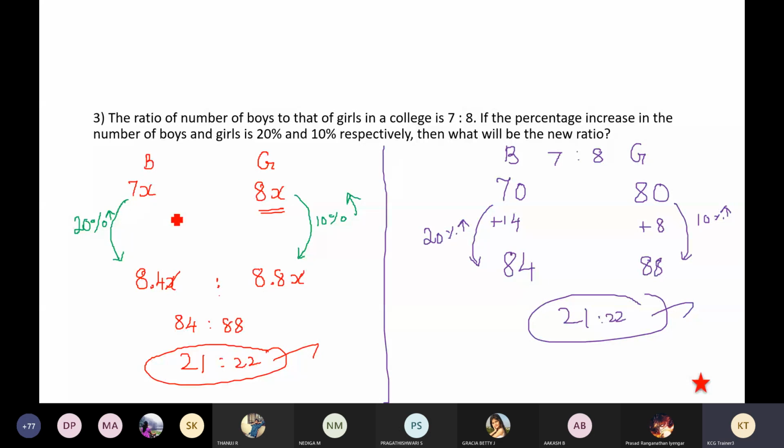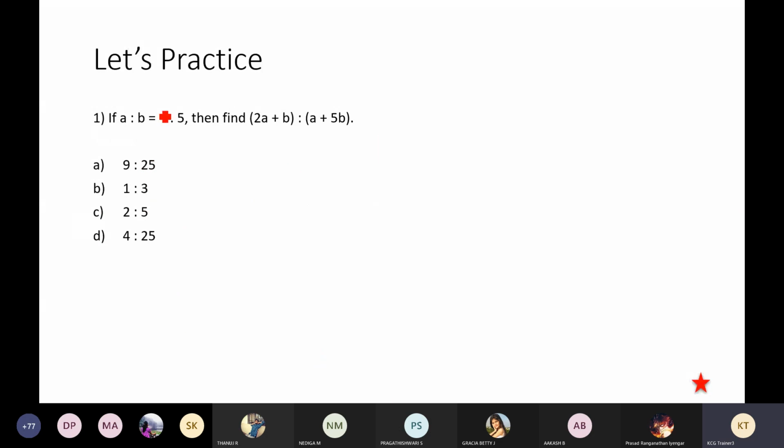Here's our next question. Now, the question says, if A is to B is equal to 2 is to 5, then 2A plus B is to A plus 5B is what? Okay, you guys can actually solve this question. Let's see how many of you guys can get this right. I'll give you a minute.